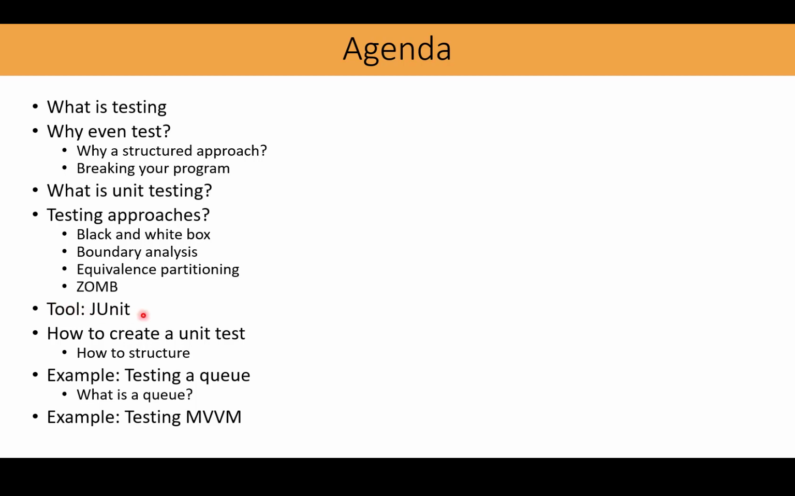Then there is a Java tool, JUnit, which is what we're going to use. So to put it short, unit testing is about writing code that can test your code. And there's a tool to help us do that, which is called JUnit. So we will look at, in the second part, how to create these JUnits and how to structure them. I will go through an example.